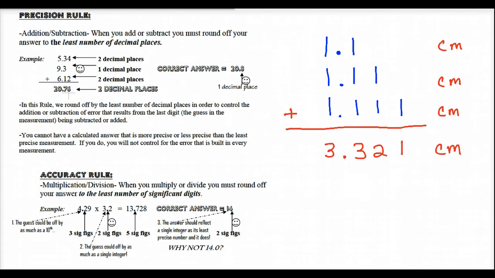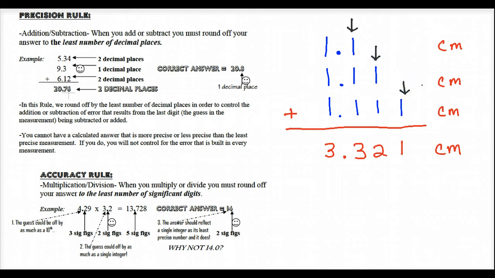Is this something that I'm going to write in my answer? The answer would be definitely not. If I look carefully at this, look carefully. This first number had precision out to the tenths place. And then I had precision for the second one out to the hundredths place, and then the third one had precision out to the thousandths place.